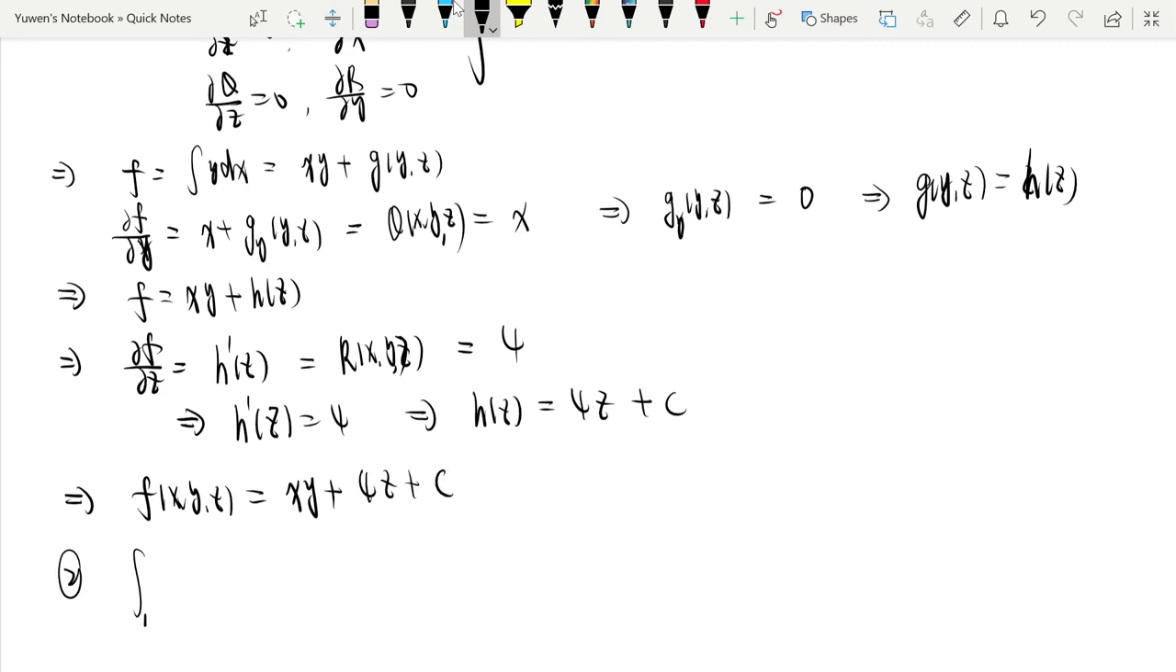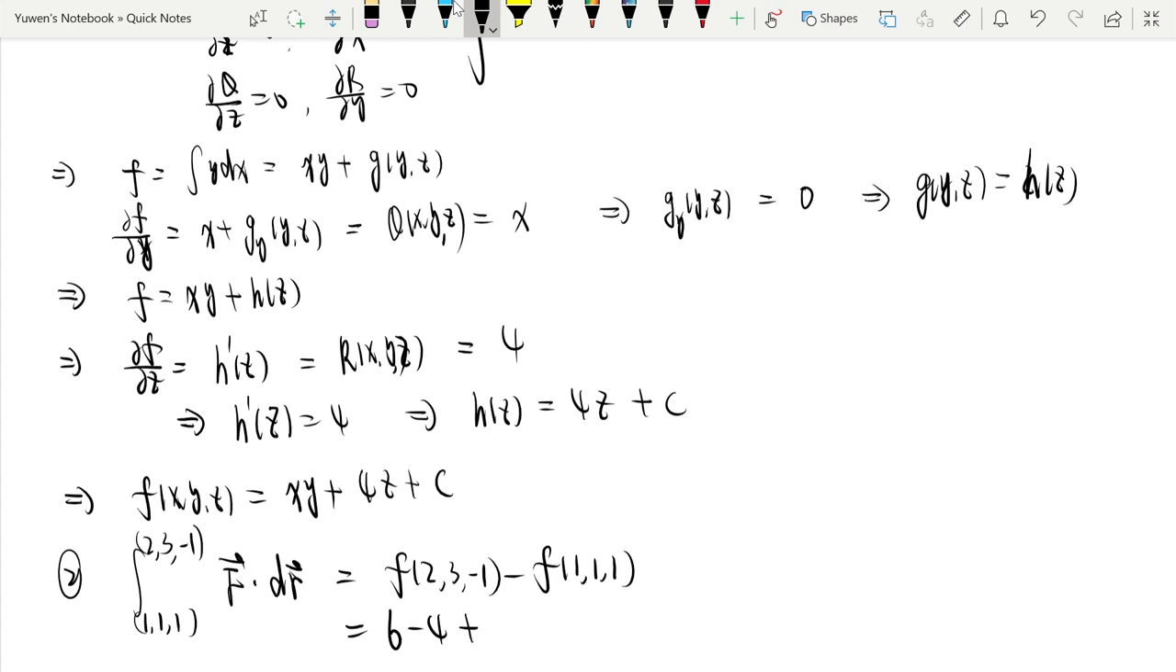So the second part, we evaluate the line integral of F dot dr, which equals f(2, 3, -1) minus f(1, 1, 1), that is 6 minus 4 plus c, minus 1 plus 4 plus c. The c cancels. This is 2 minus 5, that is negative 3. Those are the examples using the fundamental theorem for line integrals to evaluate the line integral.